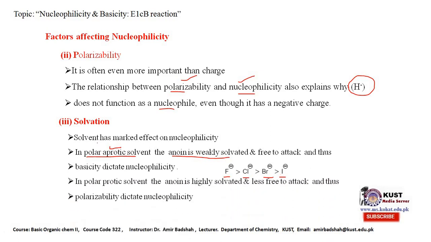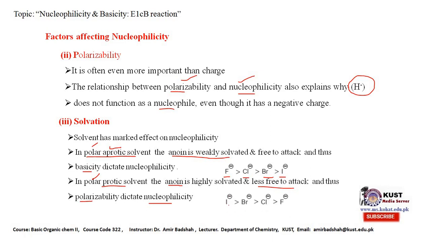But if instead of an aprotic solvent we use a protic solvent, it should also be polar. Here it is polar too, and here it is polar too, but one is aprotic and the other is a protic solvent. If we use a protic solvent, then it will highly solvate the anion. If it solvates the anion more, the anion is not free for attack, and thus in this case polarizability dictates nucleophilicity. In the former case, basicity dictates nucleophilicity, but here polarizability dictates it.